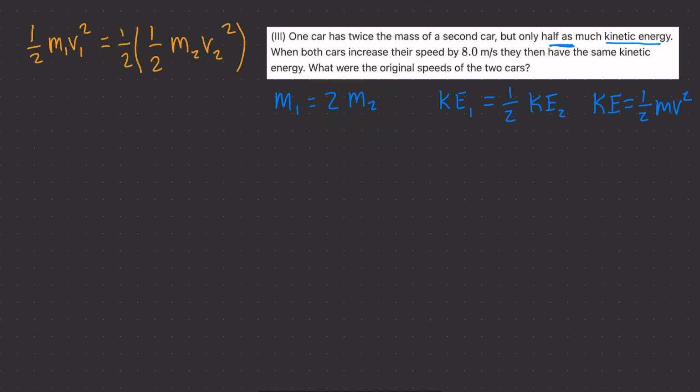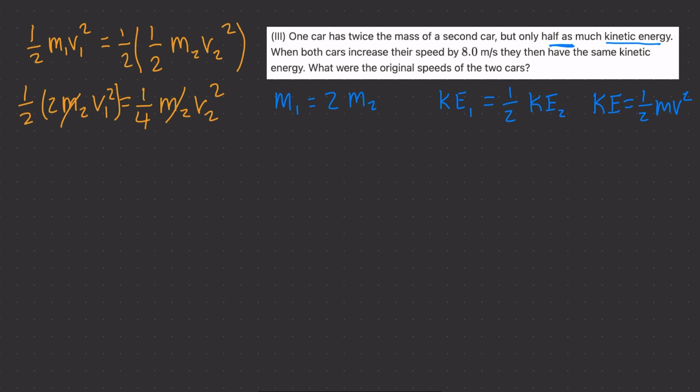When I do that, it's going to look like this. 1/2 times 2m2 times v1 squared is equal to, and I'm going to distribute this 1/2, so it's going to be 1/4 m2 v2 squared. The reason I wanted to do that is that since there's only one term on each side, I can get rid of similar factors. So I can get rid of m2 on both sides now, and that's really useful because I'm looking for velocity.